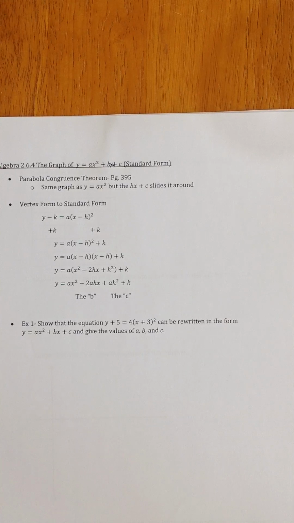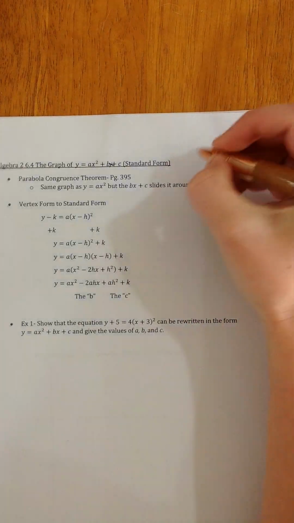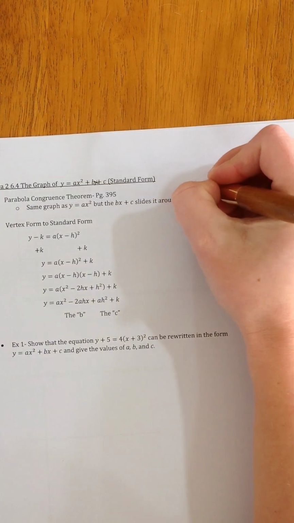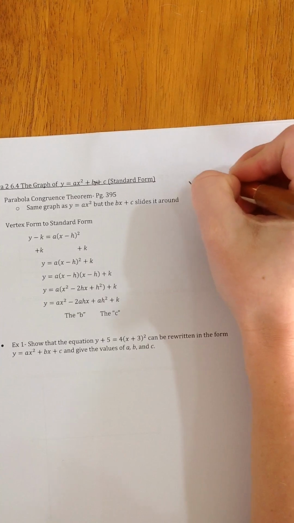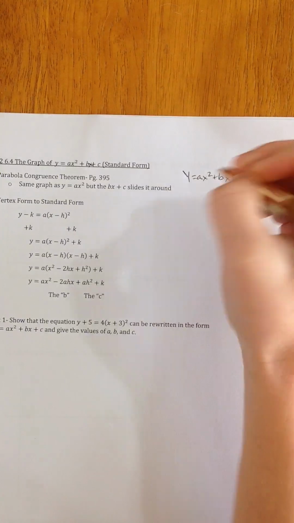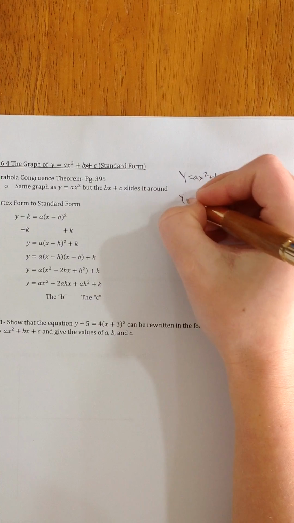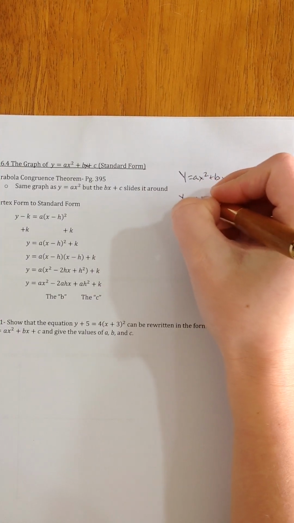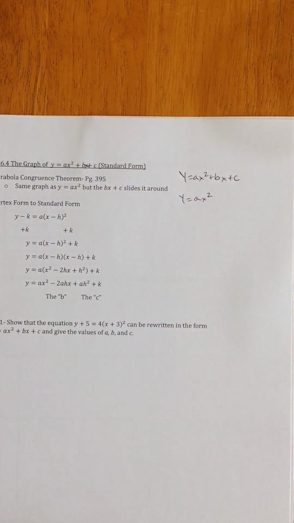So that first thing there, parabola congruence theorem. It says in the book, the graph of the equation y is equal to ax squared plus bx plus c is a parabola congruent to the graph of y is equal to ax squared. Okay, so what that means is if you've got the equation y is equal to ax squared plus bx plus c, that's going to be the same exact size as an equation that's y is equal to ax squared.